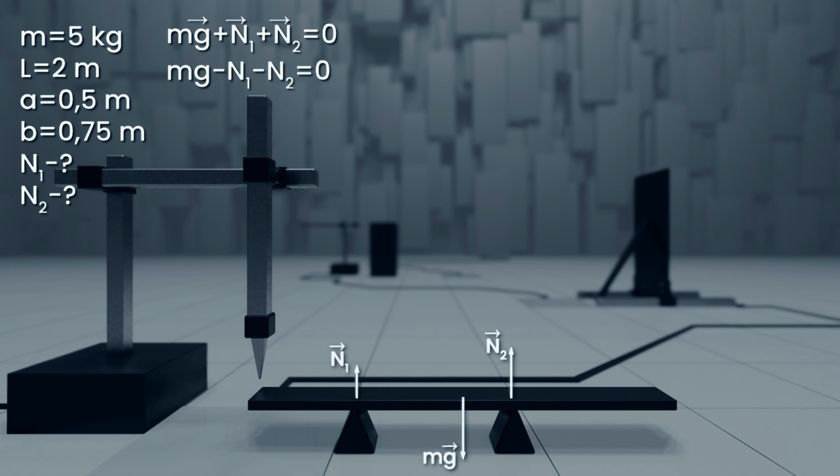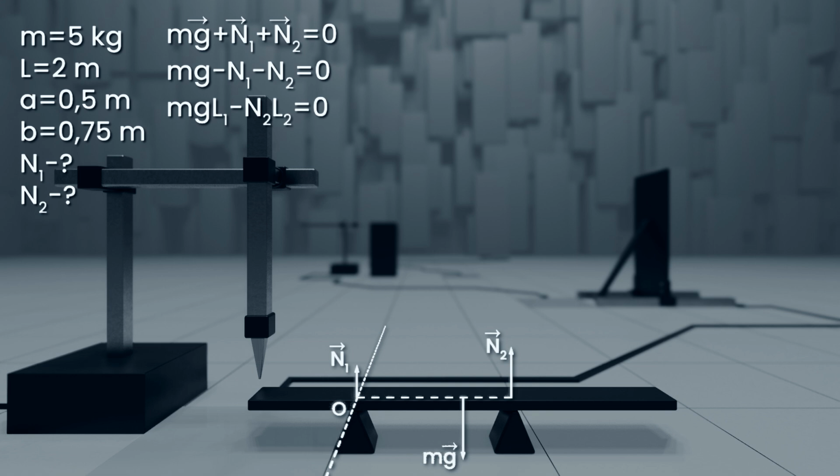The second equilibrium condition is based on the principle of torques. Since the left support is our pivot, the lever arm of force N1 is zero, meaning that the torque of this force is also zero. The lever arm of the gravitational force, which acts at the center of the board, can be denoted as L1. This force tends to rotate the board clockwise, so its torque is positive and equal to the weight of the board multiplied by L1. The lever arm of the reaction force of the right support, which we denote as L2, causes counterclockwise rotation. Therefore, its torque is negative and equal to N2 multiplied by L2.